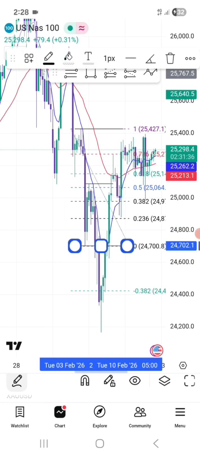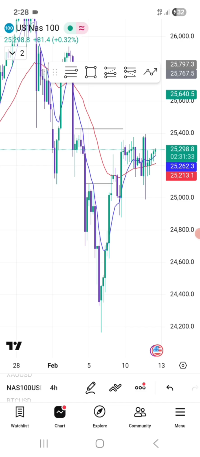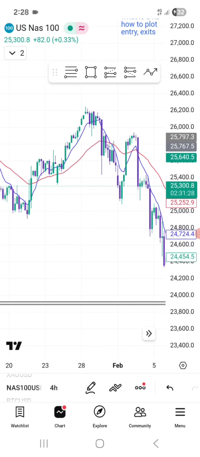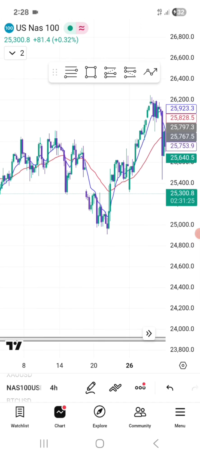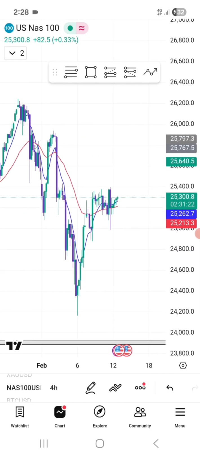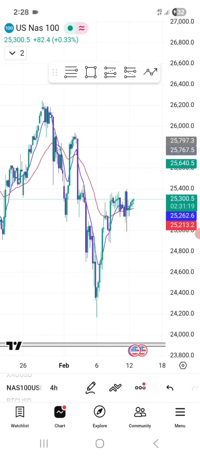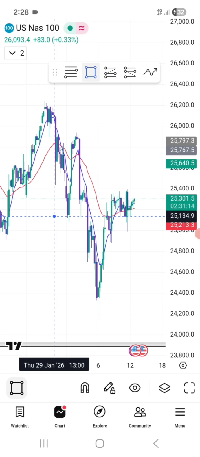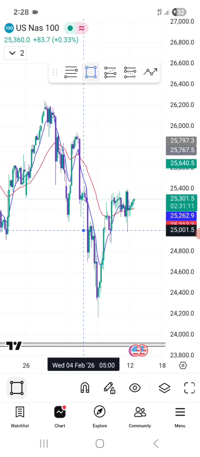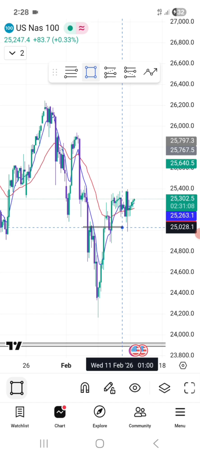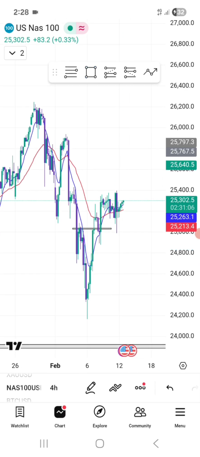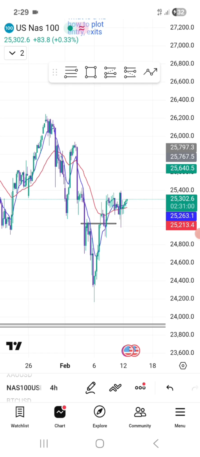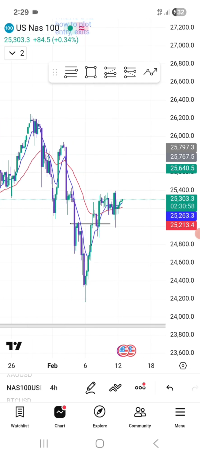So another example we can see here. First, let's clear out these marks. Easy way to plot, for example, in our recent markets, you can see here that NAS, once it broke this structure and pushed back upwards, price market structure has shifted from a downtrend to an uptrend. So we will wait for the break of structure.